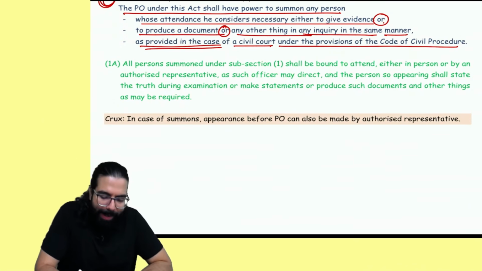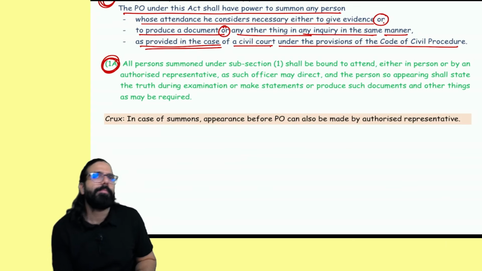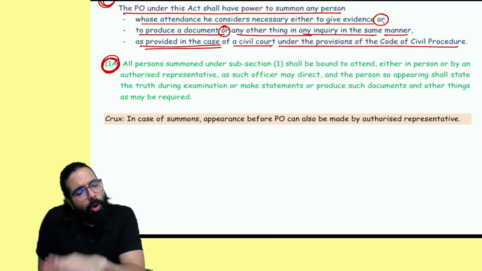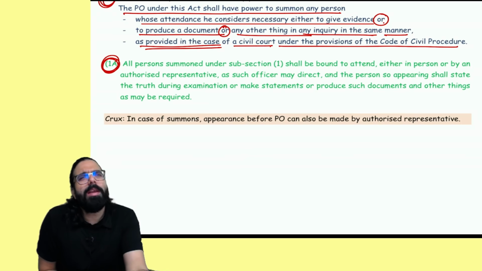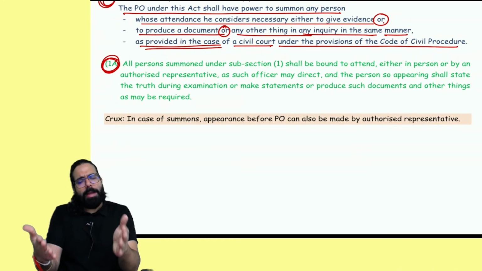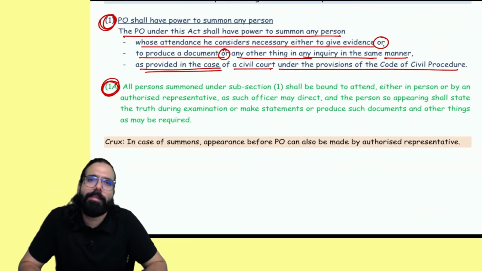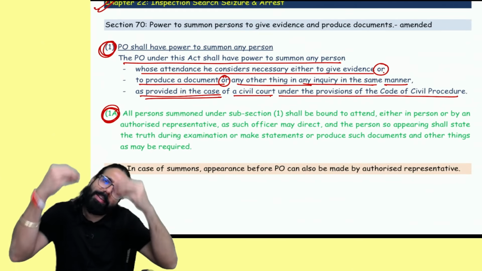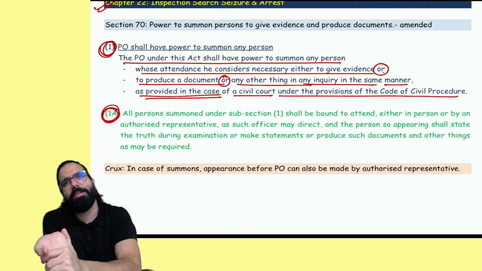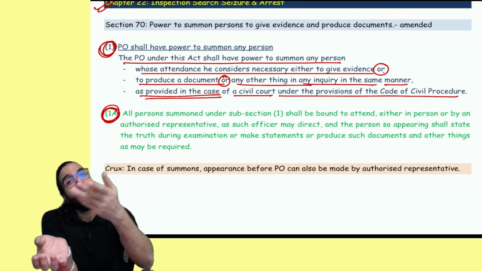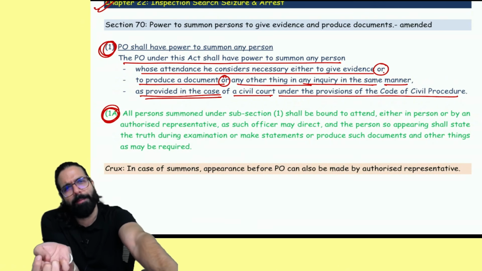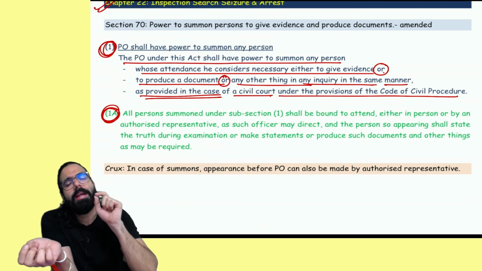Now here, 1A has been inserted. Whenever any person has been given a summon, that person can attend or his authorized representative can attend. Earlier, also this was there. Now they have written this point in the law itself, saying either you can attend or your authorized representative can attend. The GST law already gave you the power that for any summon, you can attend or your authorized representative can attend. Already in the GST law, a section was there. But section number 70 never used to tell that.